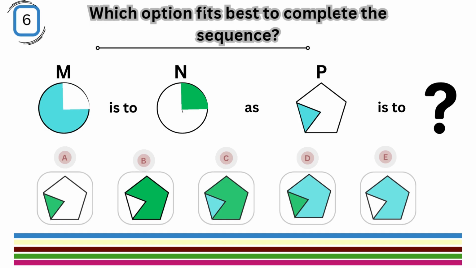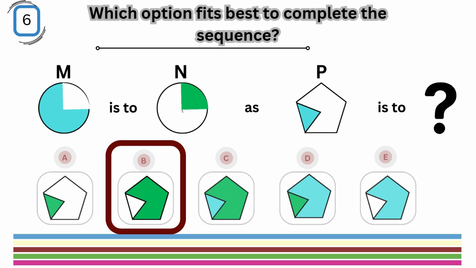Option A fails because the white section remains white and the blue area turns green instead of white. Option C is also incorrect since the blue section remains unchanged. Option D doesn't work because it swaps the white and blue areas incorrectly. And option E fails since the white area turns blue instead of green. Ultimately, the correct choice is option B, as it perfectly mirrors the transformations we observed. The white section becomes green, and the blue area becomes white.